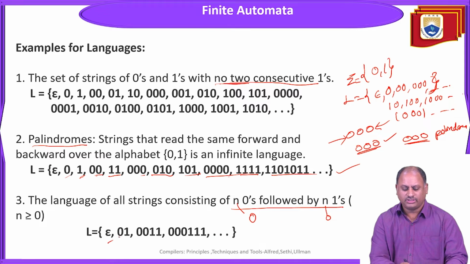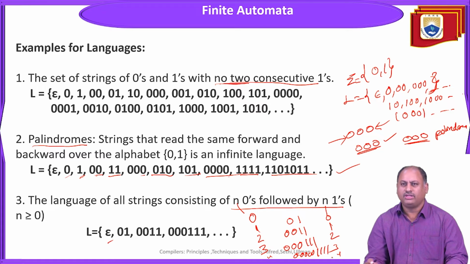So it is an empty string. Another one is 1 0 and 1 1, so 1 0 1 1. Another one is 2 zeros, 2 ones, 2 zeros, 2 ones. Next you can place n is 3: 3 zeros, 3 ones. Next you can place n is 4: 4 zeros, 4 ones. And you can place n is 5.